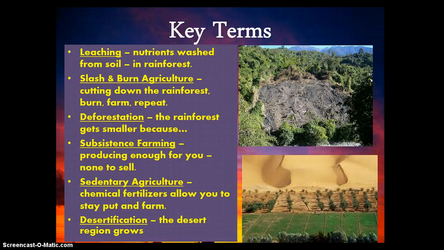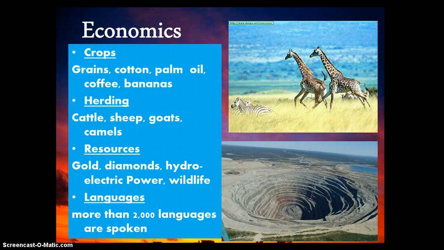And then desertification. If you look at the two pictures to your right there, the top one being deforestation and the bottom one being desertification, you can see the desert region taking over parts in Western Africa and the Sahel, where once you had towns, now you just have desert. And so that's an issue as well.